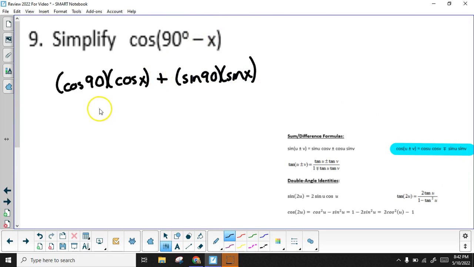Now we evaluate the cosine of 90. The cosine of 90 is 0. So this is 0 times the cosine of x, and 0 times anything is 0, so this term just goes away. And the sine of 90 is 1, times the sine of x. So we have 0 plus 1 sine of x. It's just sine of x.